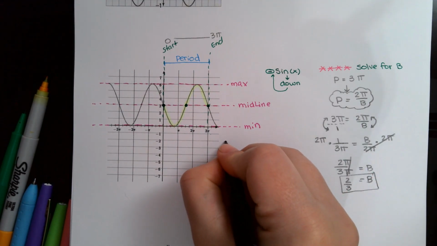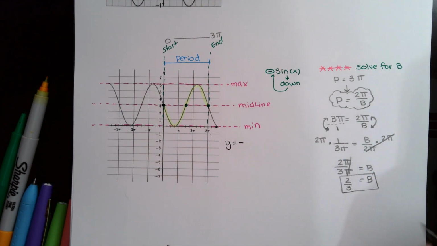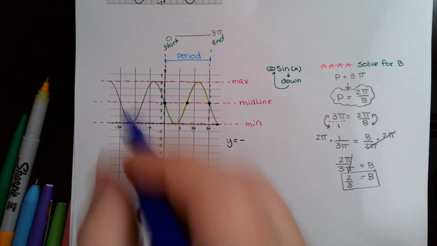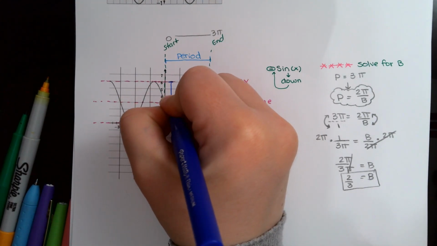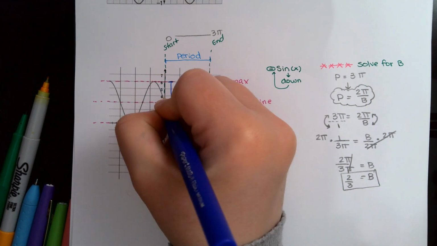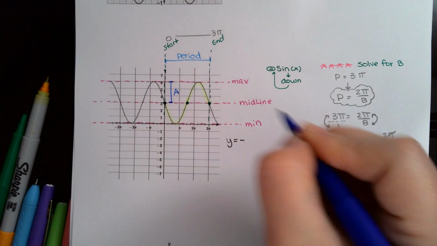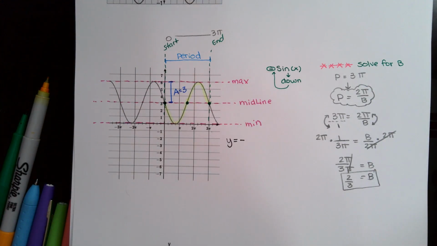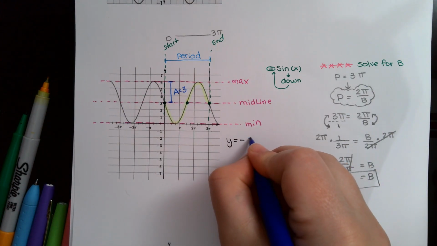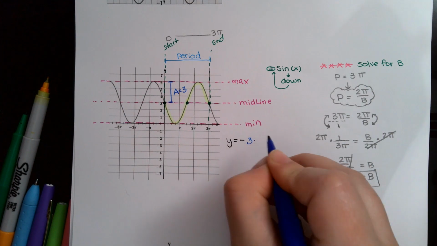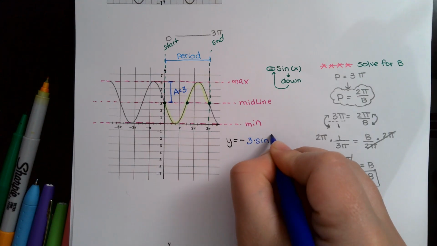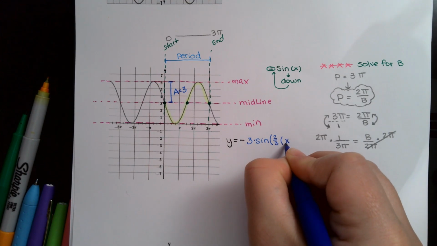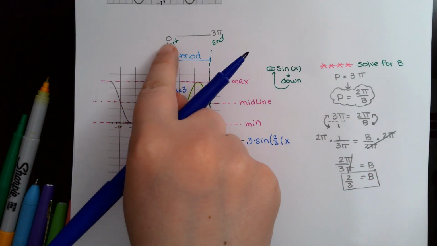For sine, we have y equals negative. Okay, what's our a value? Our a value is the distance from the midline to your maximum or minimum. So if I'm at 3, 4, 5, 6, that means my a value is 3. So we got negative 3 times, what am I doing? Sine of, what's my b value? 2/3 of x. What's my start? So my start is 0.